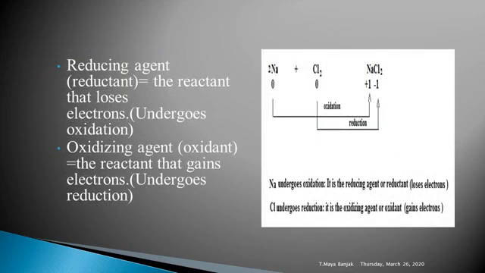From the example we just explained, we can identify the following. When Na undergoes oxidation, it is called the reducing agent or reductant, which means it loses electrons. While Cl undergoes reduction, we say that it is the oxidizing agent or oxidant. So the reducing agent is the reactant that loses electrons, therefore it undergoes oxidation, whereas the oxidizing agent is the reactant that gains electrons and undergoes reduction.